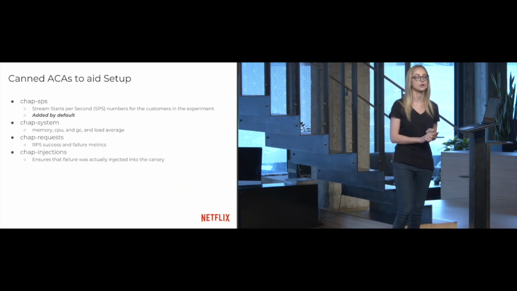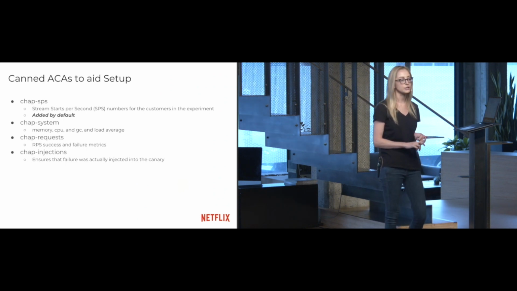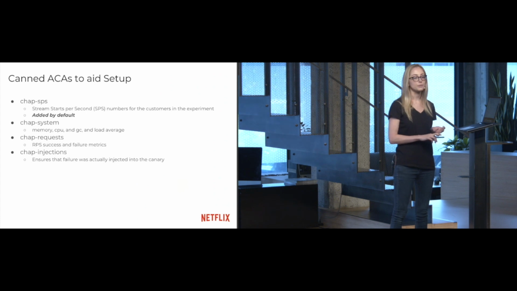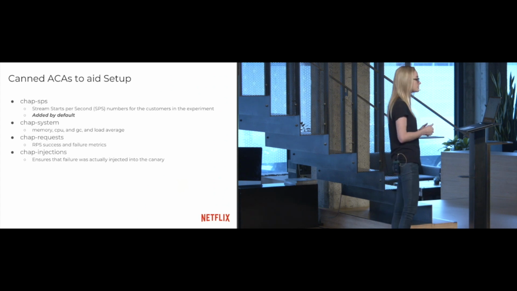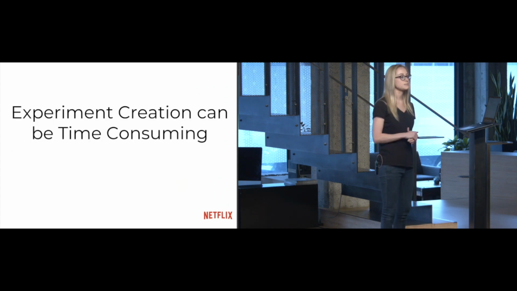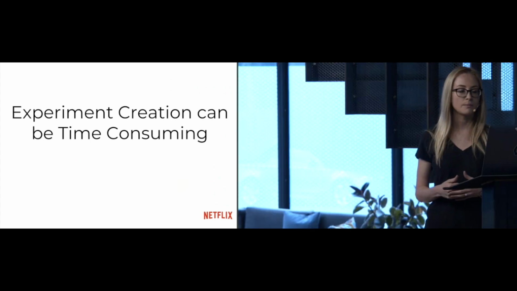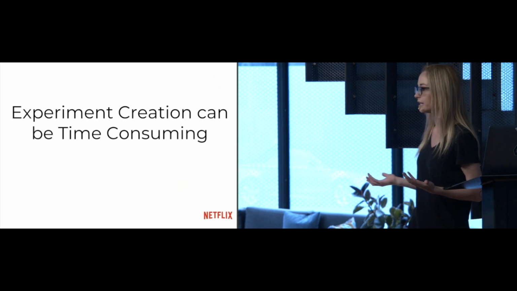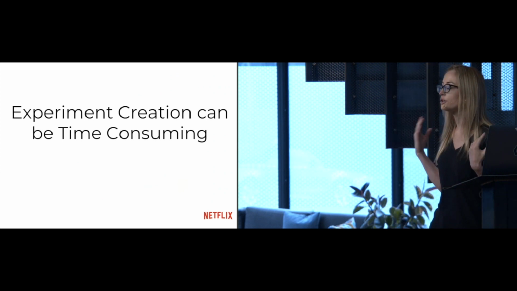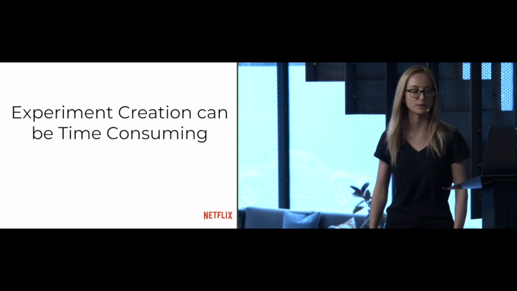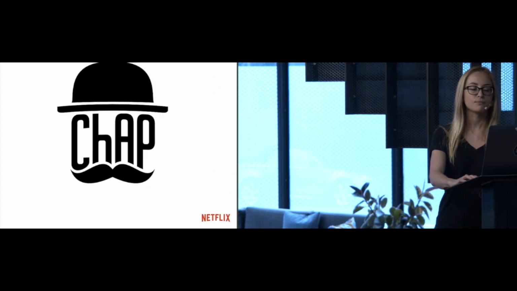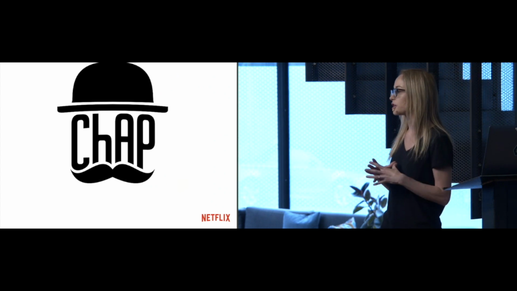We had a ChAP SPS one. We had one that looked at system metrics. We had one that looked at RPS successes and failures. We had one that looked at whether our service was actually working properly and injecting failures. And we learned that experiment creation can be really, really time consuming. And it was. And so not a lot of experiments were getting created. And it was hard for a human to actually hold all the things in their head that made a good experiment. So we decided to automate some of this from ChAP.